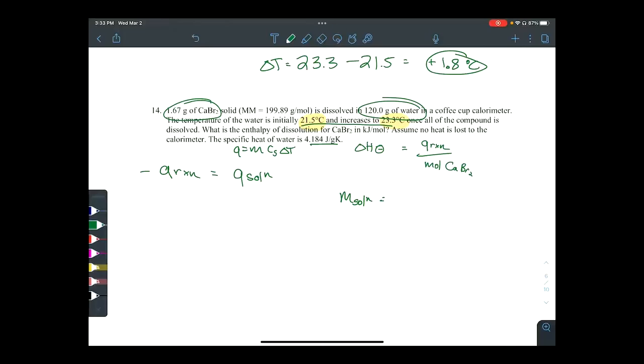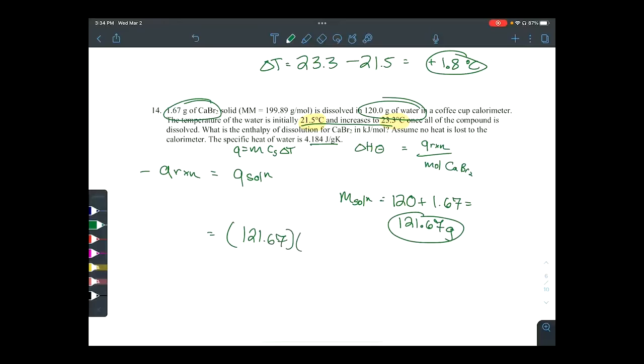Do we use 120 grams? No, we use the sum of the water and the salt, so plus 1.67. You have to add the mass of the salt that you're dissolving, because everything in the cup increases in temperature. That tiny bit of salt does make a difference in your final answer. So the mass that we use in our Q equals mc delta T is 120 plus 1.67, so 121.67 grams. That's the mass that we use. And now it's just plug and chug.